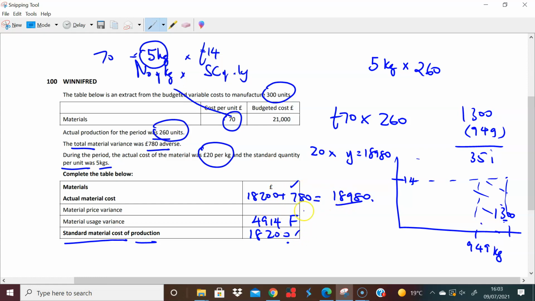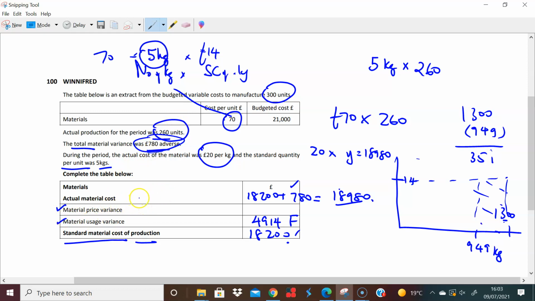I mean, you could find, if you like, what the price variance is even from here, because basically the difference between these two, this 780 adverse, is made up of a price and a usage variance. We could find it from there. I will do it in the end, but let's do it properly. Let's do the price variance.